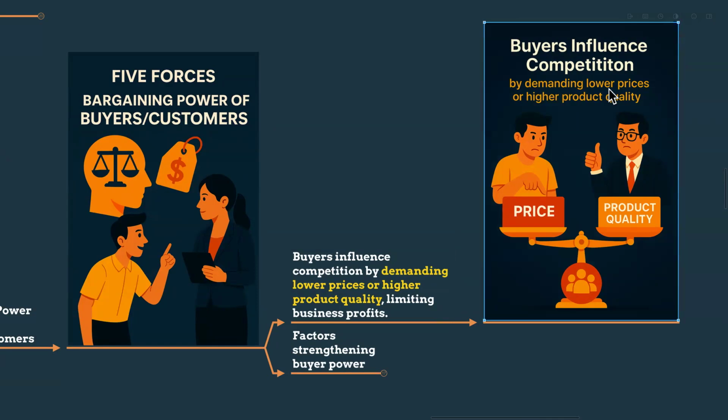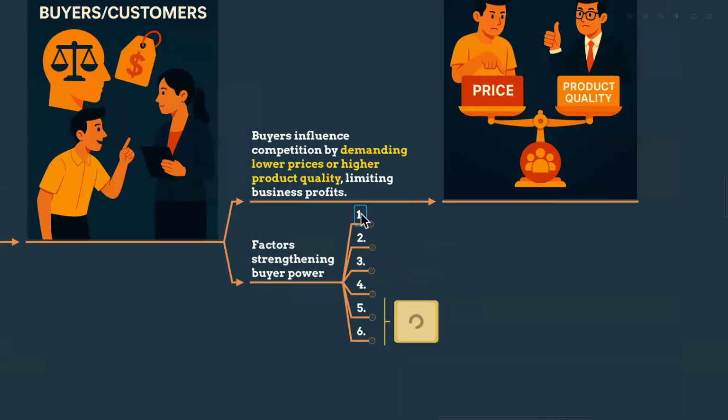So if they're demanding lower prices or higher product quality, then they have the bargaining power. They will create the competitiveness, right? So how much power do your customers have to demand better prices or better quality? Strong buyers always, my dears, will demand lower prices. They will demand higher quality. They will play competitors against each other. They are the persons who will reduce your profits. So what are the factors strengthening the buyer power, right?